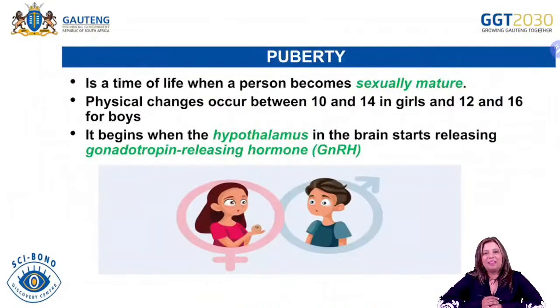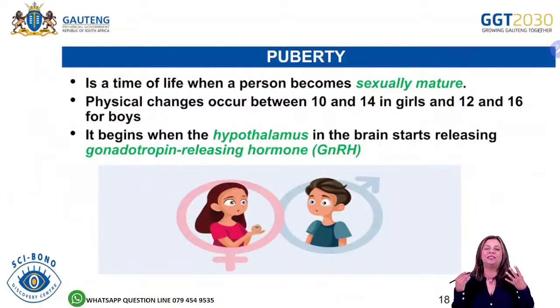So let's get started. Puberty. Puberty is a topic that grade 12 learners can really relate to. That's the beauty of life sciences: it's a subject that has to do with you, with your body. It's so easy to learn because you just have to study yourself and look around you, because that's why it's called life sciences. So puberty is a point when a person becomes sexually mature.